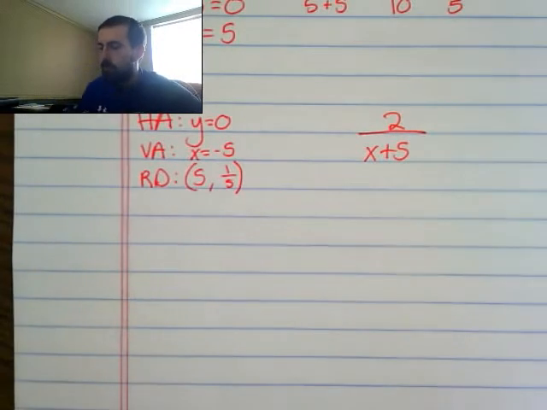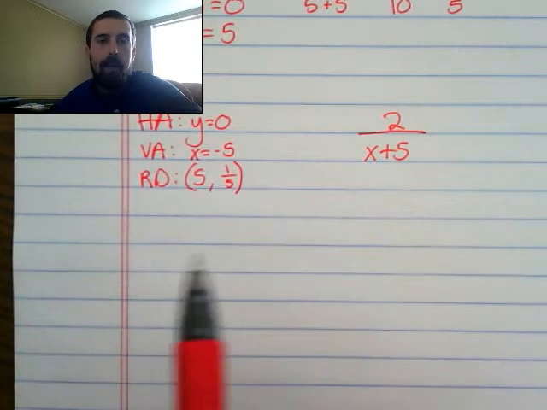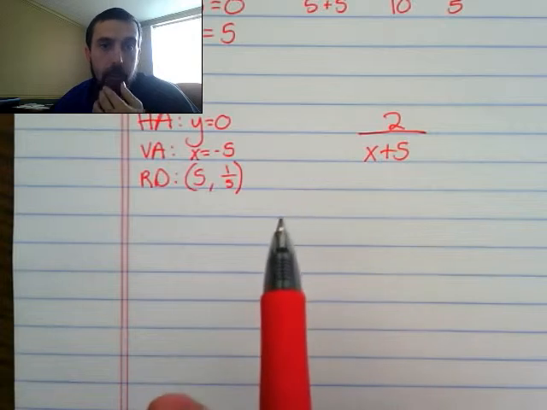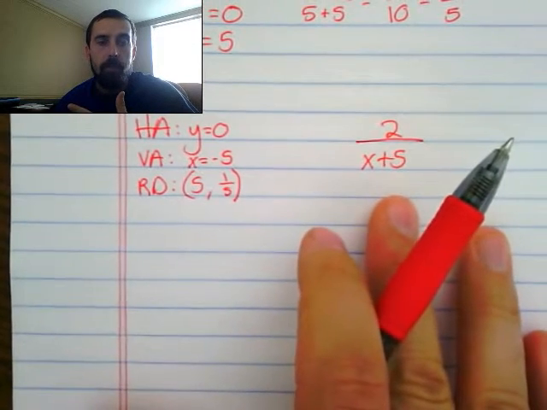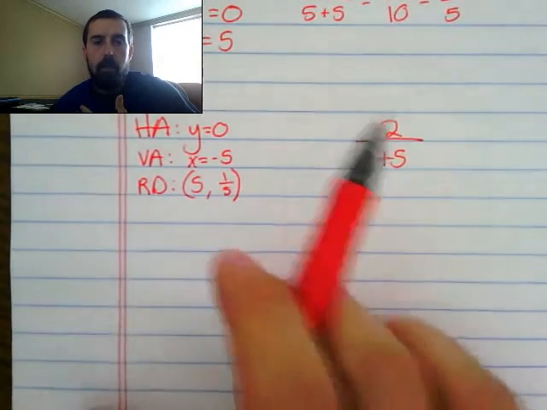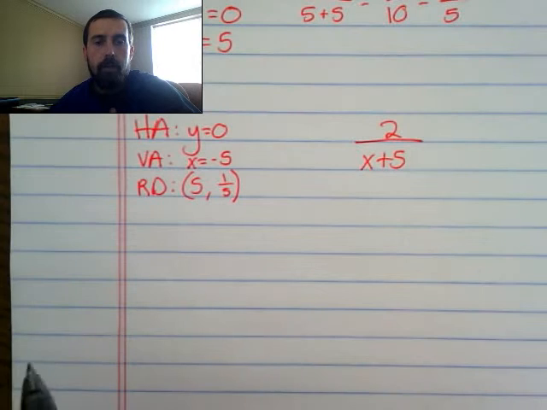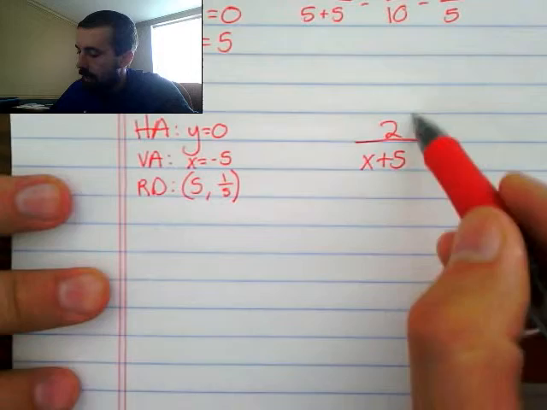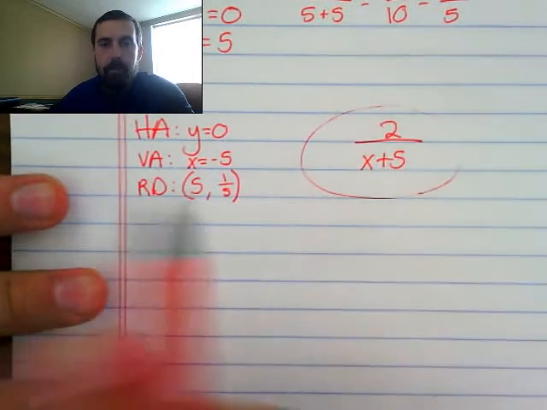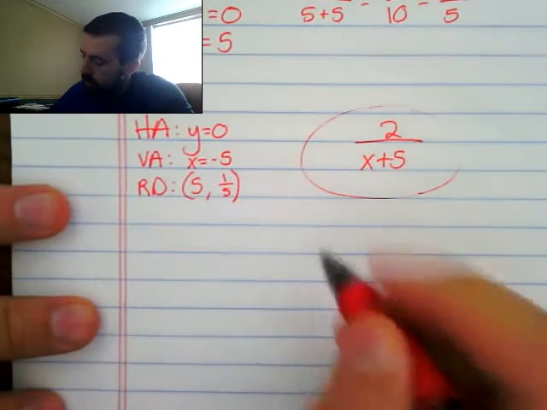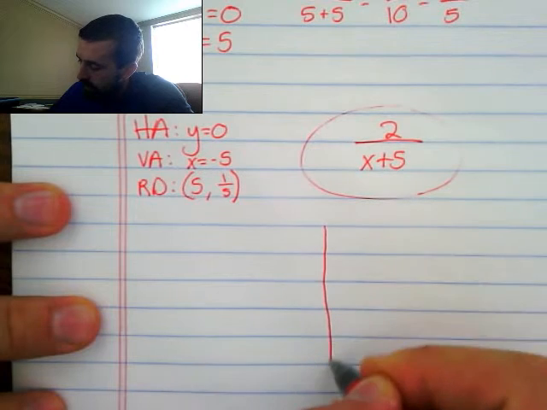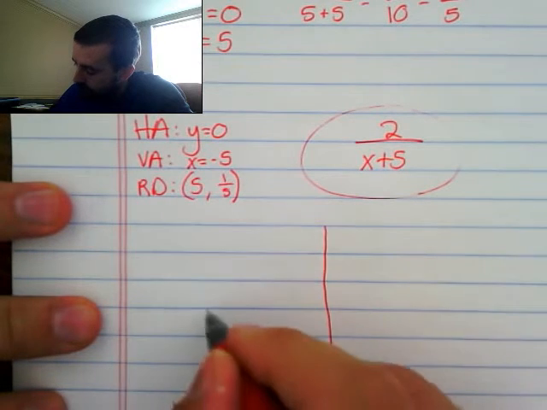Welcome back. All right, so we're going to talk about how to graph the information that we've gotten. On our example, we found our HA, we found our VA, our RD, and we have our simplified answer right here. This is our simplified answer after we factored and simplified. So what we're going to do is set up a graph.